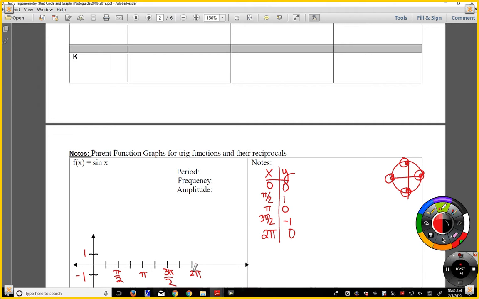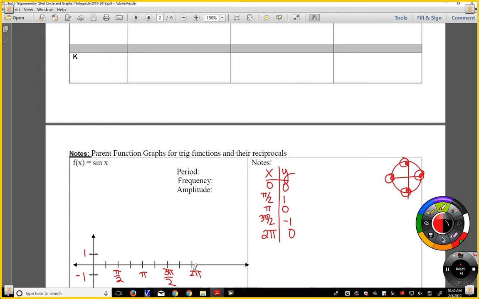Half of it. What's half of pi over 2? What's that? What's half of pi over 2? Take the pi out of it. What's half of a half? A fourth, right? So half of pi over 2 is pi over 4.